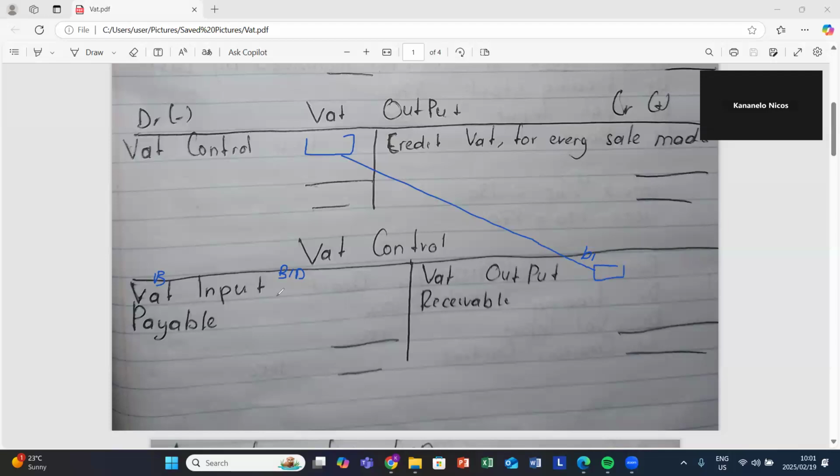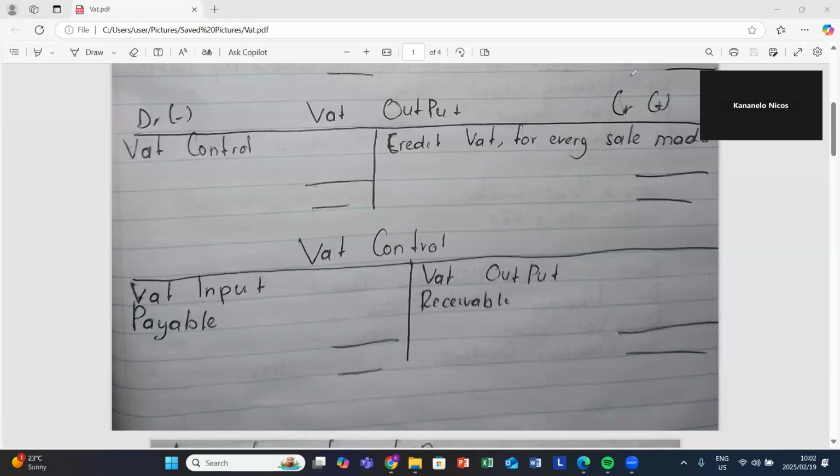And then this one, we said that is the balance on the credit side of our VAT input. And then we just check which side is the bigger side. If your credit side is the bigger side, it simply means that you'll have a VAT payable, meaning you're owing SARS. But if your debit side is the bigger side, it simply means that it's VAT receivable, meaning SARS owes us.